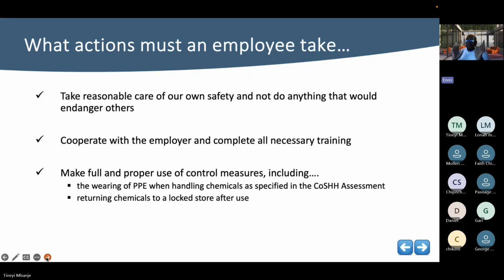But I would like to put a very important thing out there. As health and safety professionals, it's not our job. It depends with your job description, but in most cases, it's not your job to go and do COSHH assessments for everybody.